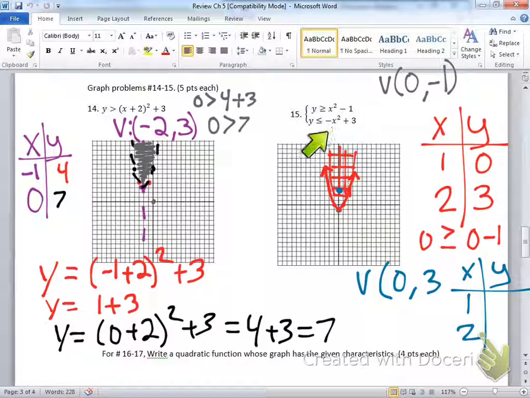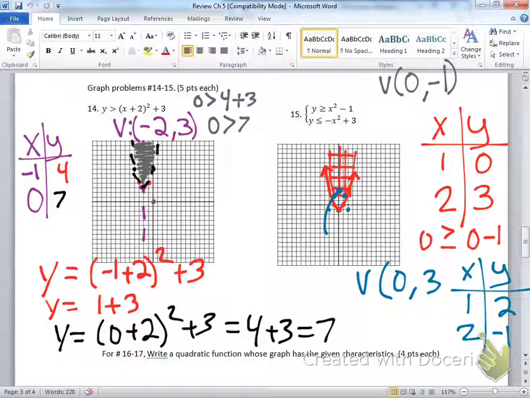Now here, careful with the algebra. You square the 1, then you make it negative. So it's negative 1 plus 3, which is 2. So I'm at 1, 2, and then I'm at negative 1, 2. When you plug in the 2, you have negative 4 plus 1, which is negative 1. So now I'm out here.